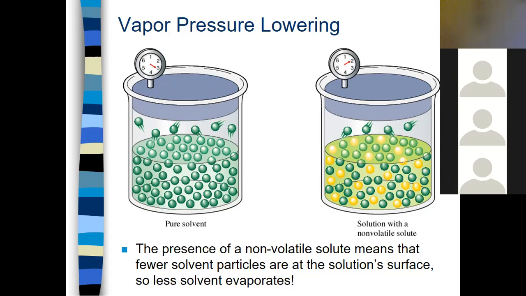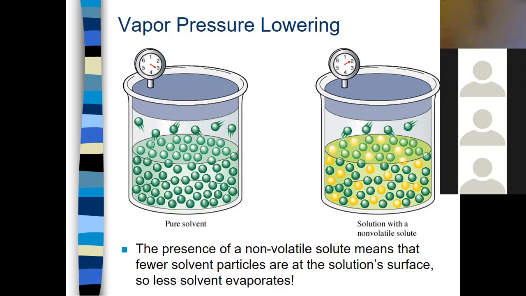On the picture on the right, you have the same solvent, but now you've added a non-volatile solute. The yellow particles are non-volatile solute. Those particles do not evaporate. That's what non-volatile means. Look at the surface of the liquid in the solution on the right. Where there used to be only solvent particles, now you have solvent particles and some solute particles. Those yellow particles don't evaporate. So you have fewer particles at the surface that are able to evaporate.